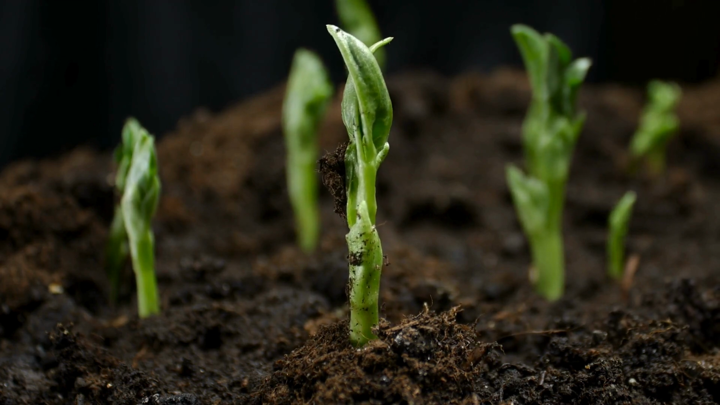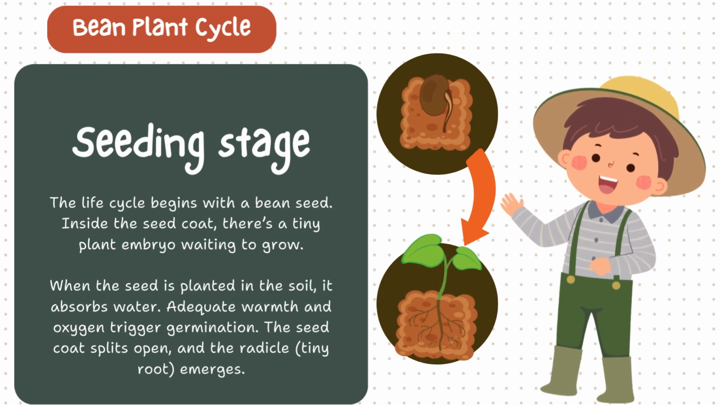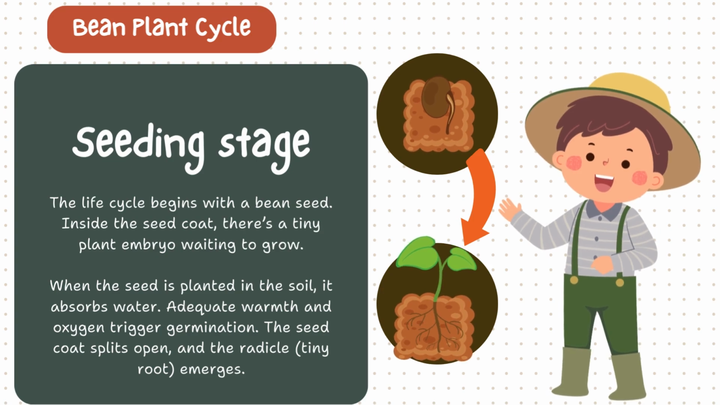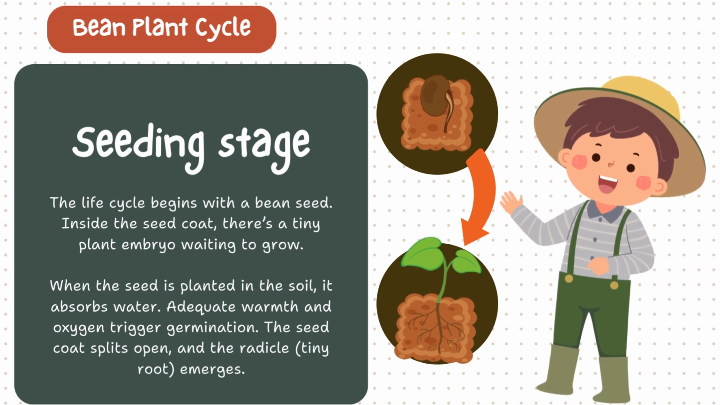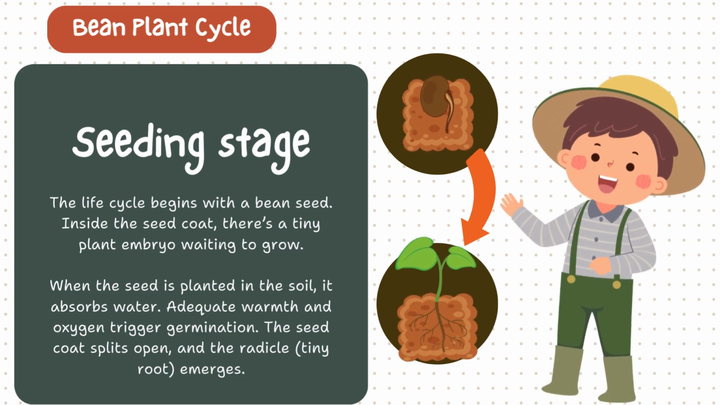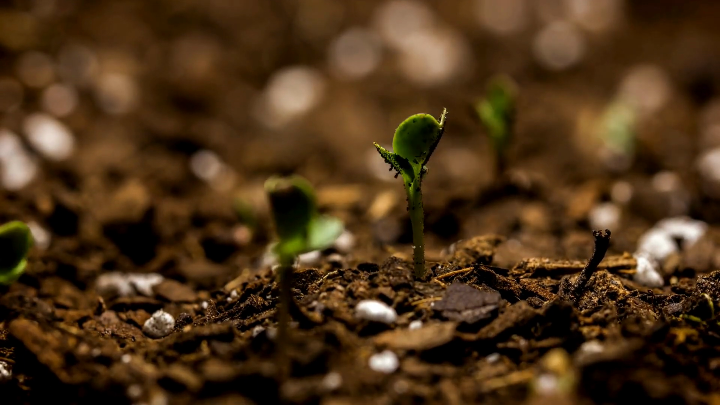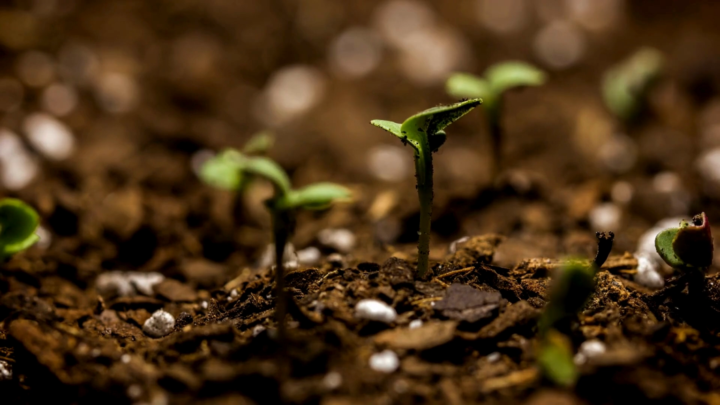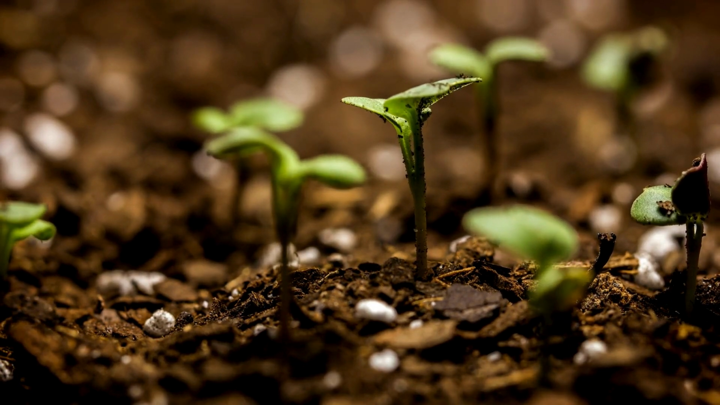Stage 2. Seedling stage. During this stage, the first true leaves, different from the initial seed leaves or cotyledons, develop. It's critical for establishing a strong foundation for future growth. Keep the soil consistently moist but not waterlogged, and ensure the seedlings receive plenty of sunlight or adequate artificial light. Protect young plants from pests and extreme weather.